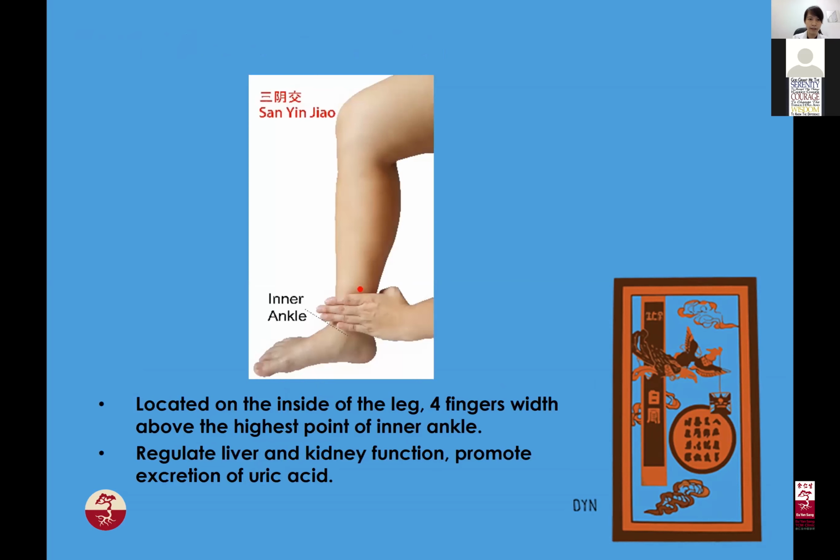Another point is called San Yin Jiao. This is located on the inside of the leg, 4 fingers width above the highest point of the ankle and felt behind the bone. This point has the function of regulating liver and kidney, and this can help to promote the excretion of uric acid.